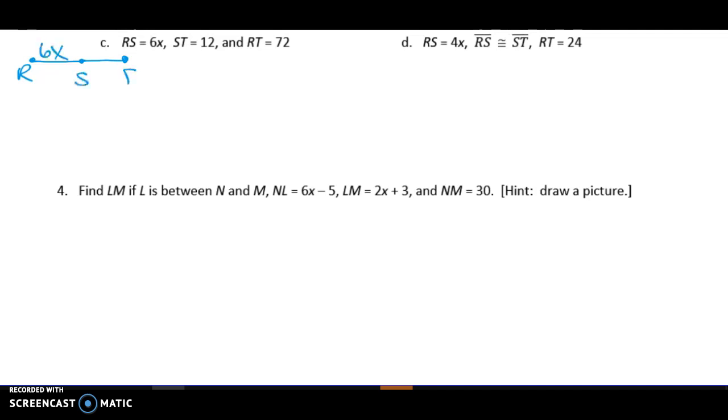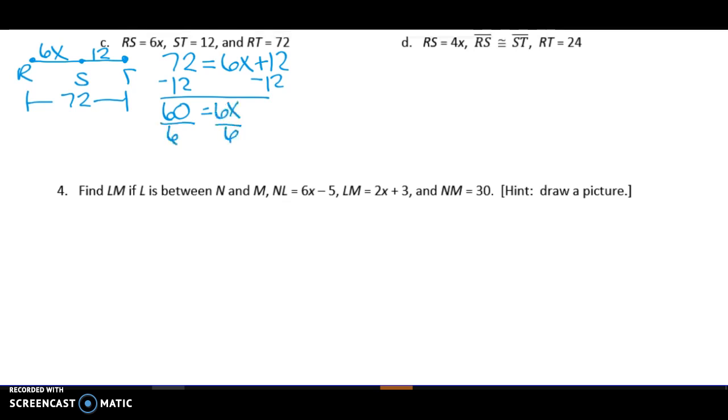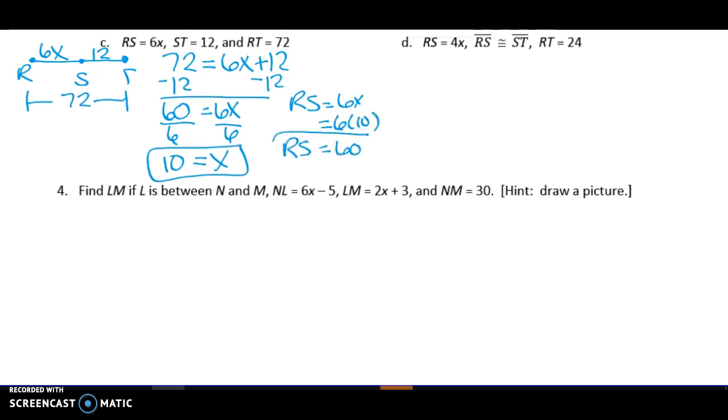Okay. S is still between R and T. Make sure you're asking questions as you're watching if you have them, and when you're doing independent work, if you're not sure, ask for help. Whole thing is equal to the sum of the parts. So to find x is equal to 10, I also still can find RS. RS is 16.